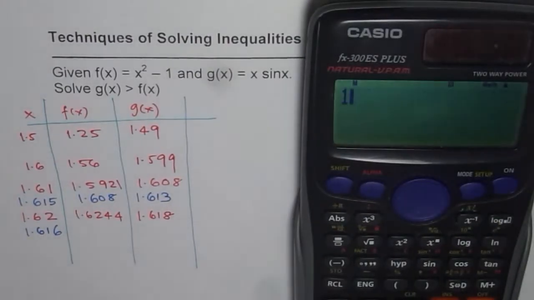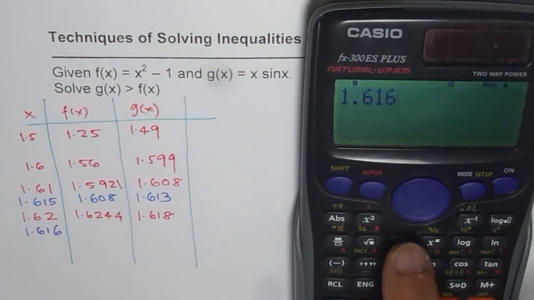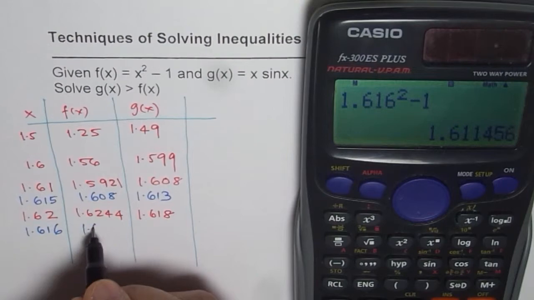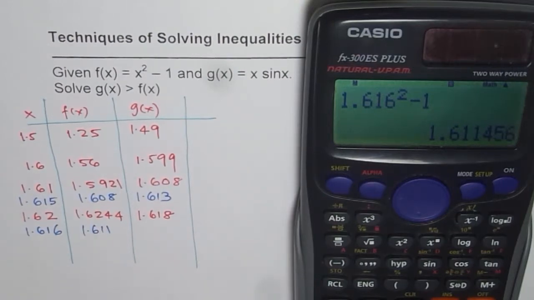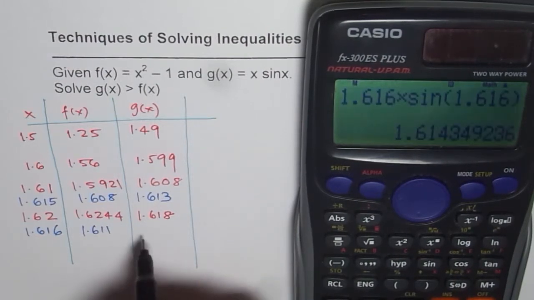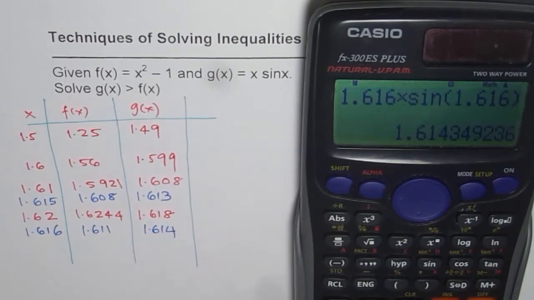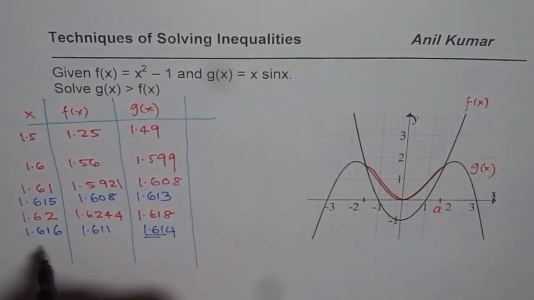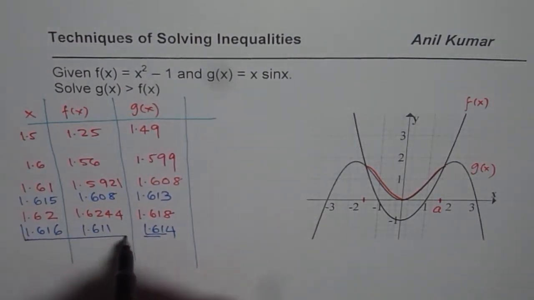Okay, so this is the last value, 1.616, right? So we'll estimate from here itself. We are actually close. It is 1.611. For the sine function, 1.616 times sine of 1.616 bracket close equals 1.614. Do you see? So we have got the same answer to two decimal places. So that's a good value to go with, right?